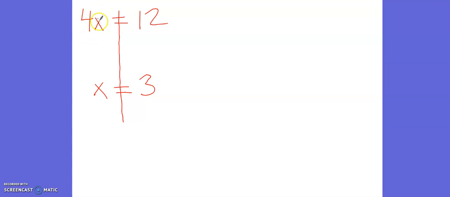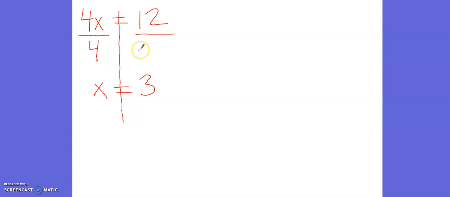Well, what operation is 4 doing to x? 4 is a coefficient, so it's multiplying x. And the inverse of multiplication is division, and we use a fraction bar to show division. So we're going to divide both sides using the division property of equality. We're going to divide both sides by 4.